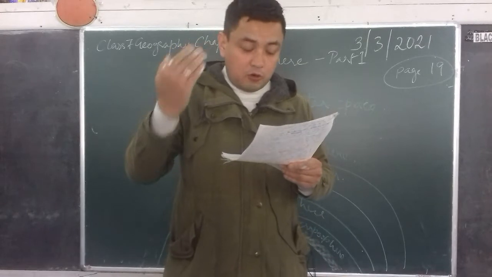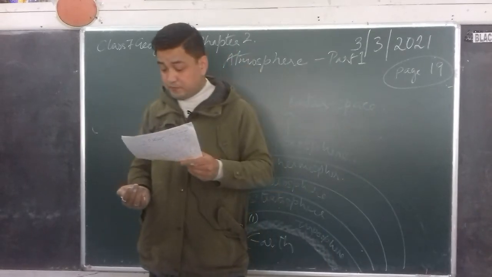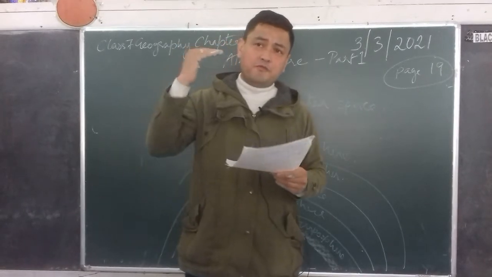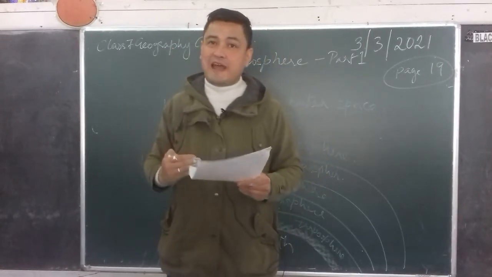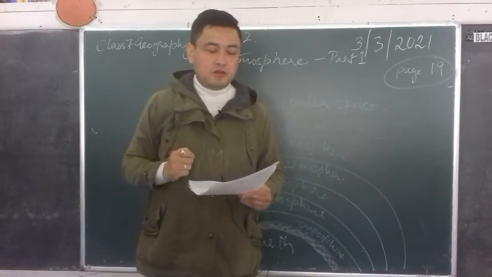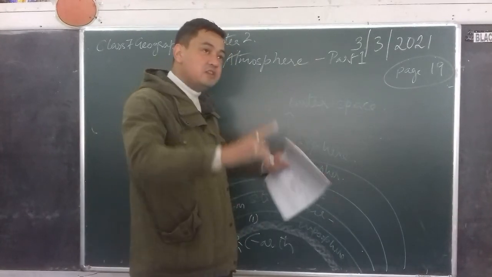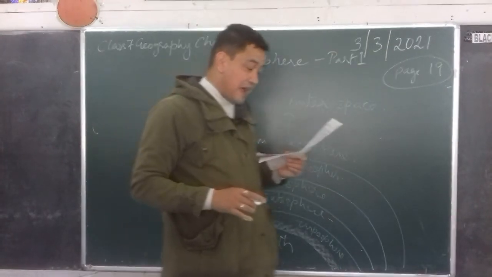So they are found in the lower layers, and which are the two lower layers? They are the troposphere and stratosphere. Now the stratosphere is a place where you find the ozone layer also, and this is the layer where aeroplanes fly. Aeroplanes fly in the stratosphere, not in the troposphere, remember that.